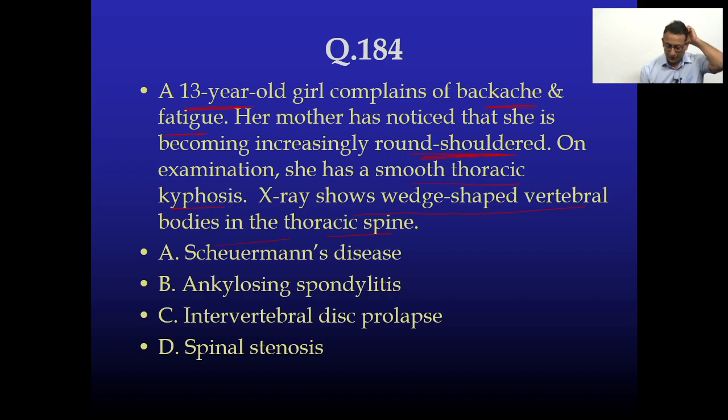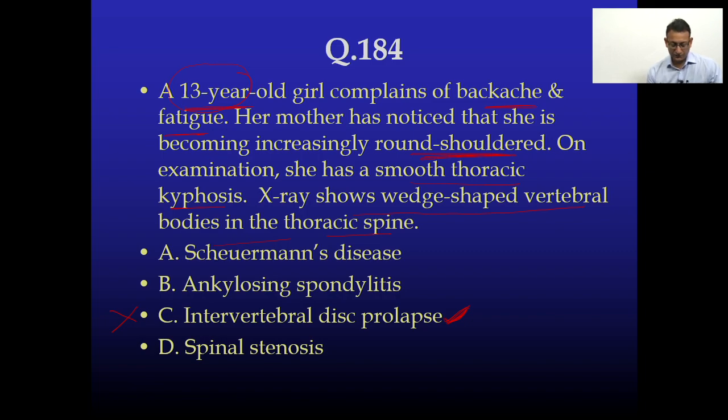So intervertebral disc prolapse, if it has to happen, it usually will happen at a single level, and it is common after the age of 20, not very common in teenage girls, okay. Moreover, that will not give kyphosis; that will usually lead to spasm of the muscles, and lordosis will be increased. So intervertebral disc prolapse is out of the question.